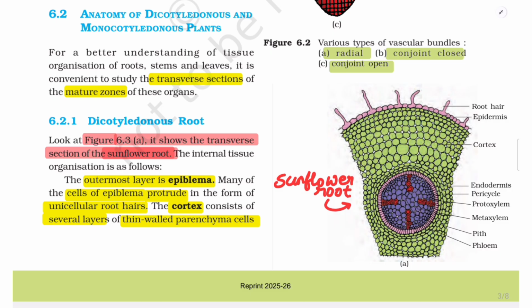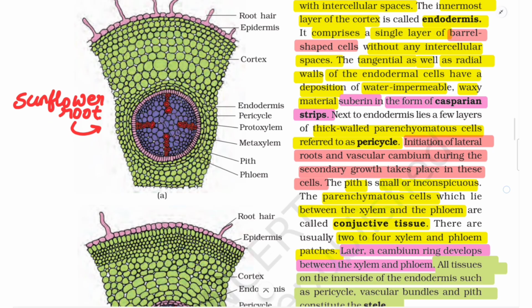The internal tissue organization is as follows. The outermost layer is epiblema. Many of the cells of epiblema protrude in the form of unicellular root hairs. The cortex consists of several layers of thin-walled parenchyma cells with intercellular spaces. The innermost layer of the cortex is called endodermis. It comprises a single layer of barrel-shaped cells without any intercellular spaces.